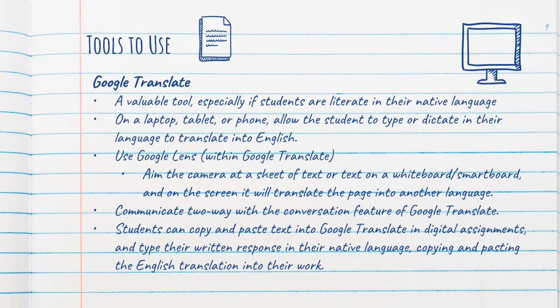There is a function within Google Translate called Google Lens, and it is actually really neat. You click on the Google Lens, and then you point your camera at an entire sheet of text. You can even point the camera up to a whiteboard, and right on the screen of the phone, it will translate the whole entire page into another language, and the student can read the page live on the screen.